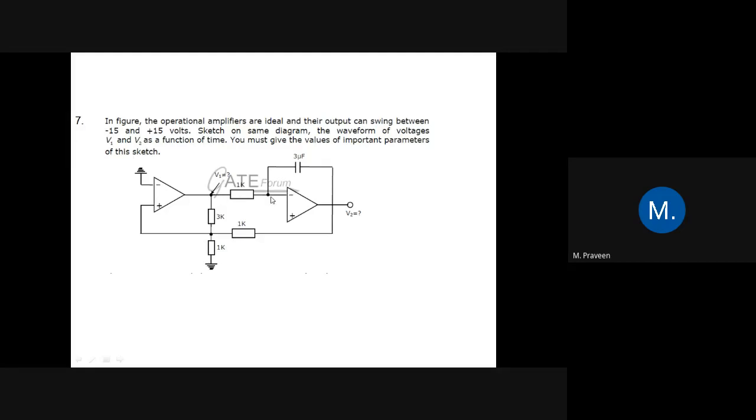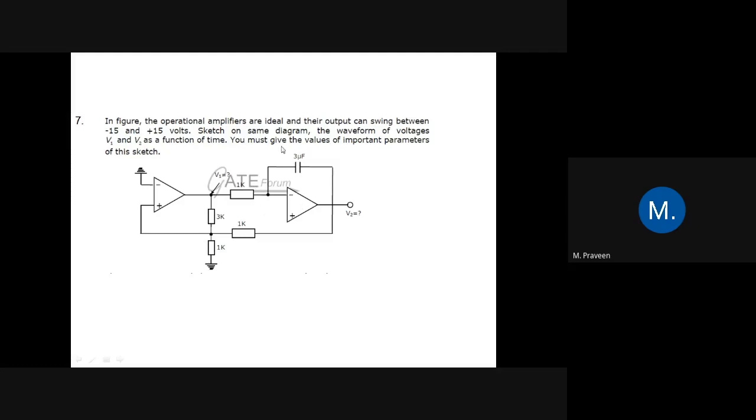First, if you take the diagram, we have two sections. This is the first section and this is the second section. In the first section, the inverting terminal is grounded and the non-inverting terminal is connected to the 3 kilo ohm and 1 kilo ohm resistances. Therefore the first part is a non-inverting amplifier, since the input is applied to the positive terminal.